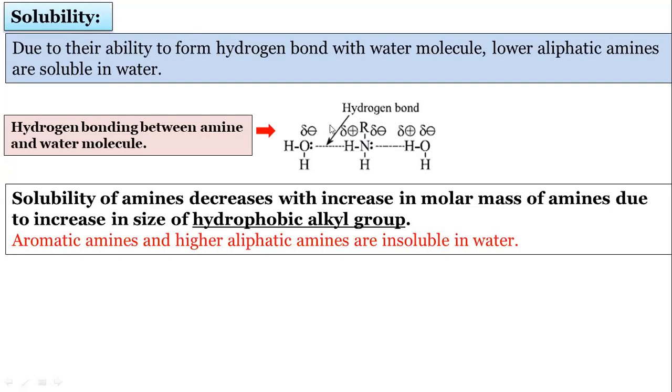Remember, I also discussed this factor in the chapter on alcohols, phenols and ethers. Solubility decreases when the number of R groups increases because these alkyl groups are hydrophobic. Hydrophobic means they are water hating, they hate water. That's why the solubility decreases. And aromatic amines and higher aliphatic amines are insoluble because of this property. So I think you understand the factor of solubility.